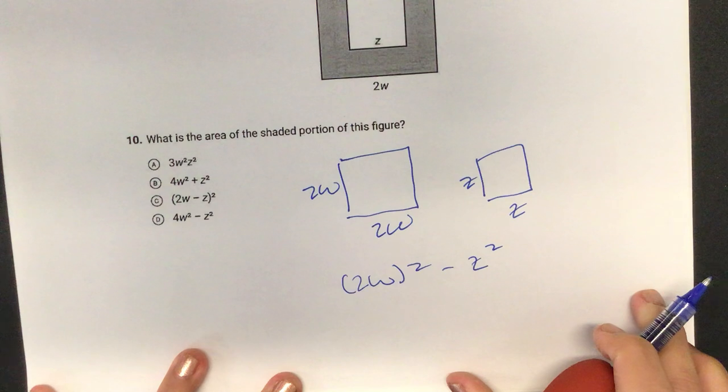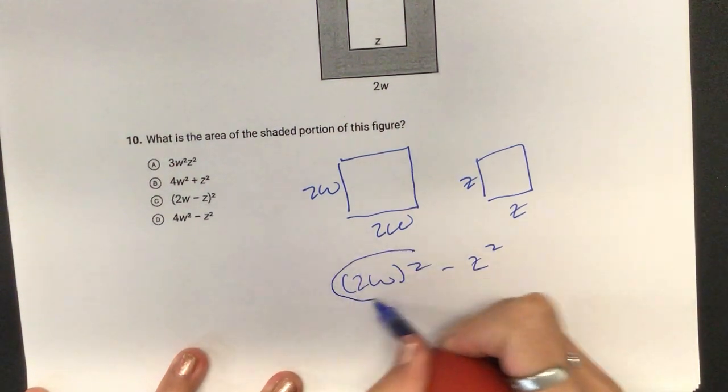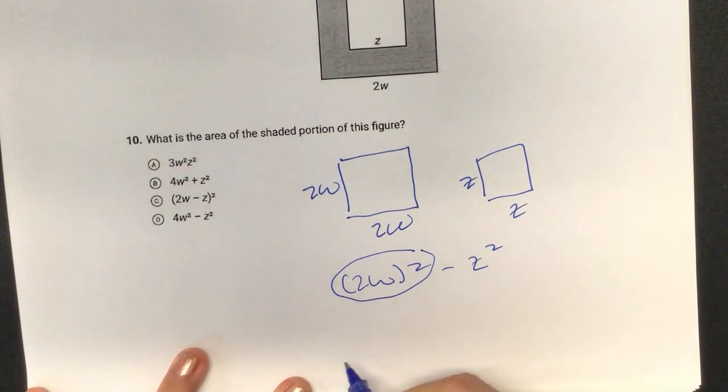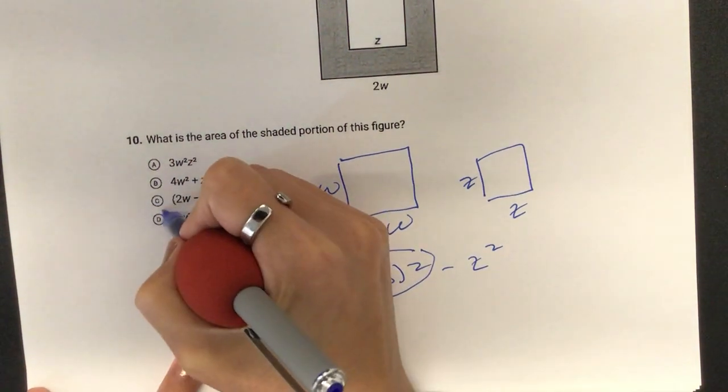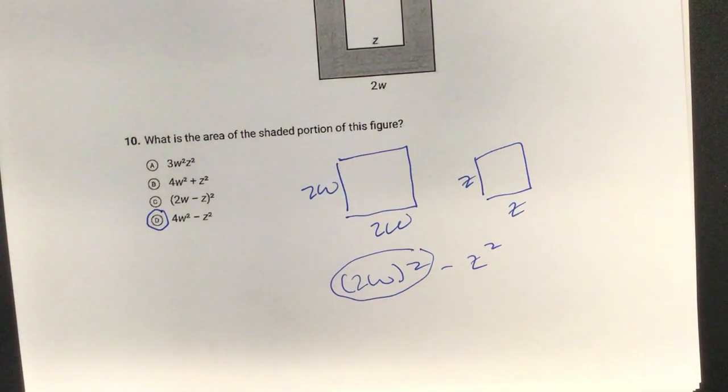But of course, that's not part of the answer. I need to further simplify this. What is 2w times 2w? 4w squared, so it's got to be which one? D it is. Okay, are we good with this one? We're good, give me a nod.